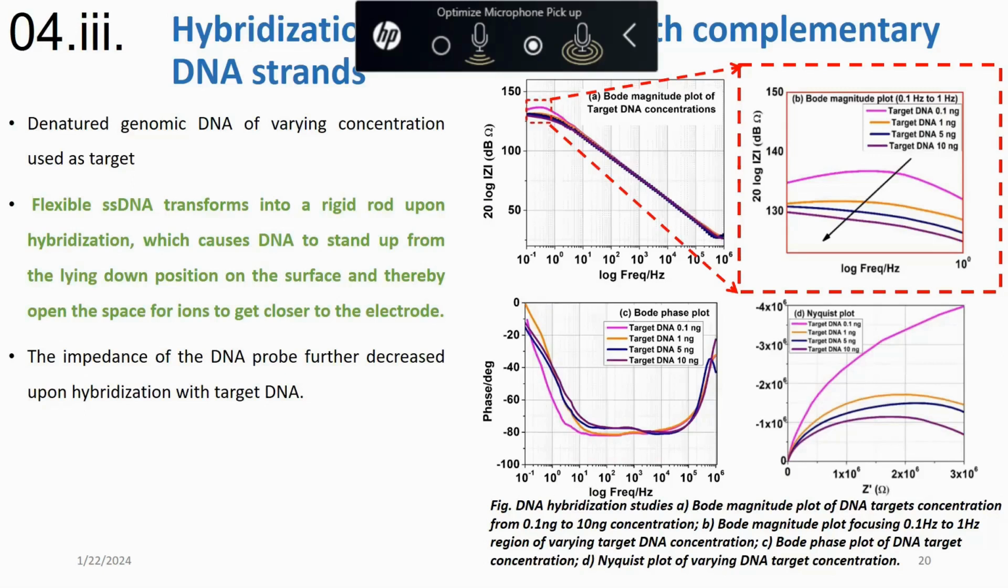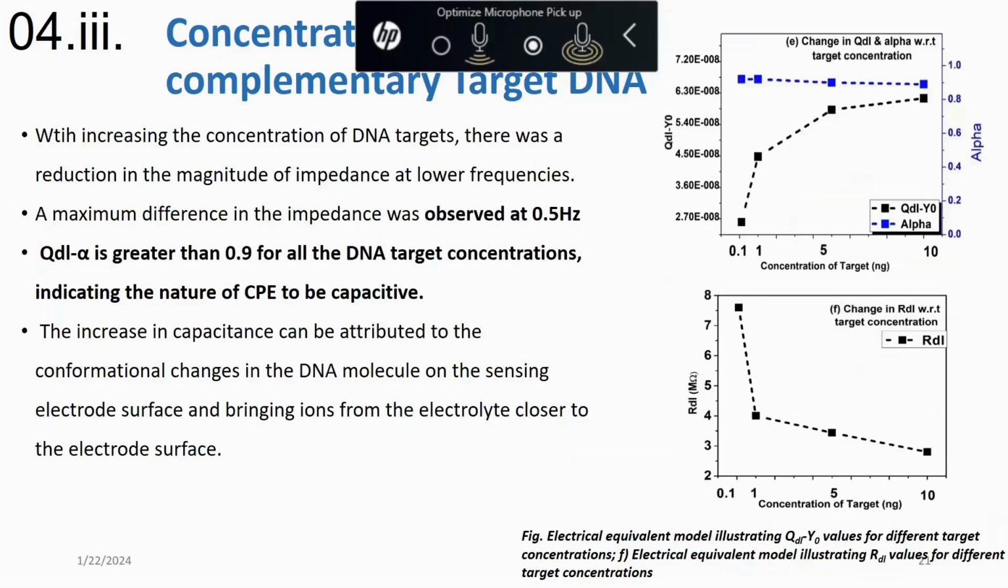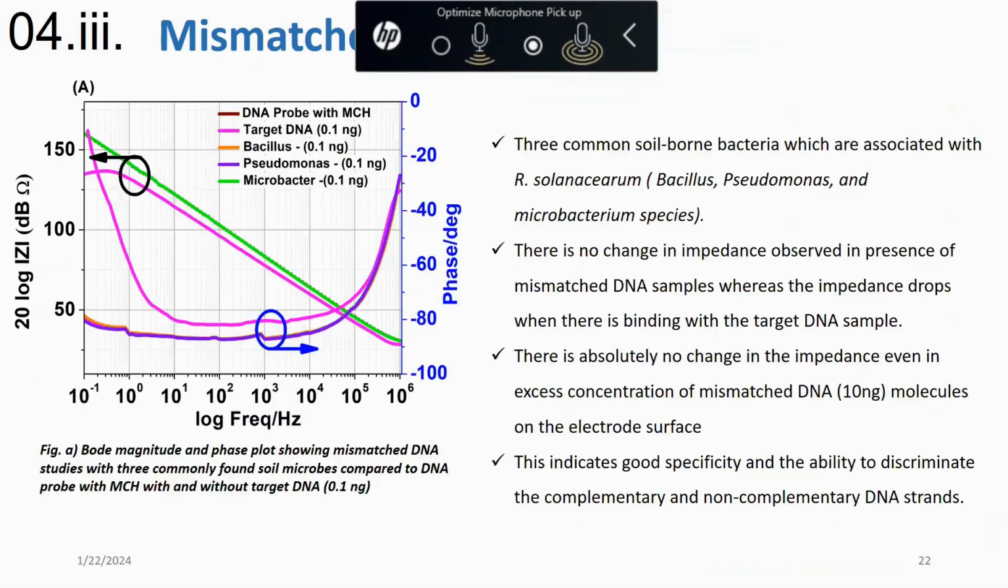So the more target DNA present in a sample, the more hybridization and the more the drop in impedance. A number of experiments were run to finalize the concentration. We could detect up to 0.1 nanogram per microliter concentration of target DNA. This was then modeled. I will quickly go to my slides now.